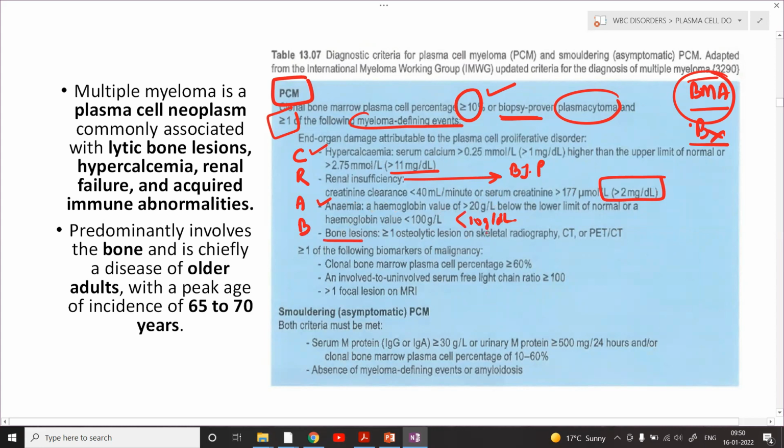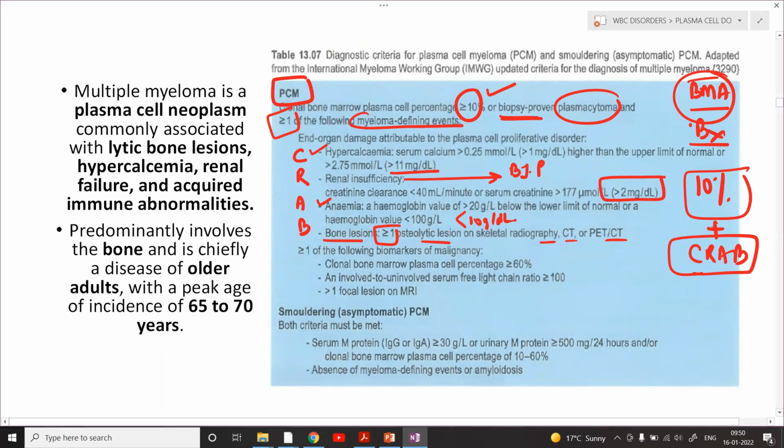And bony lesions will be there. If you carry out an X-ray, CT, or PET CT, at least one osteolytic lesion will be present in skeletal radiography. So these are the lesions. Either you should have, this is a must, 10% plasma cells plus at least one of the myeloma defining events, that is the CRAB lesions, should be present.